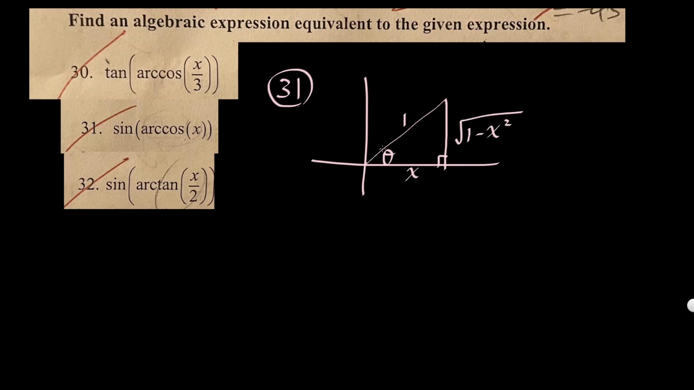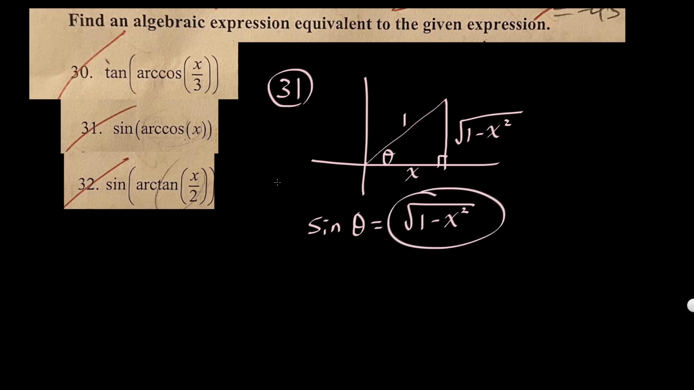And then you do sine. So sine of that theta is going to be opposite, the square root of 1 minus x squared, over 1, which I don't have to put. So that should be the answer for 31.